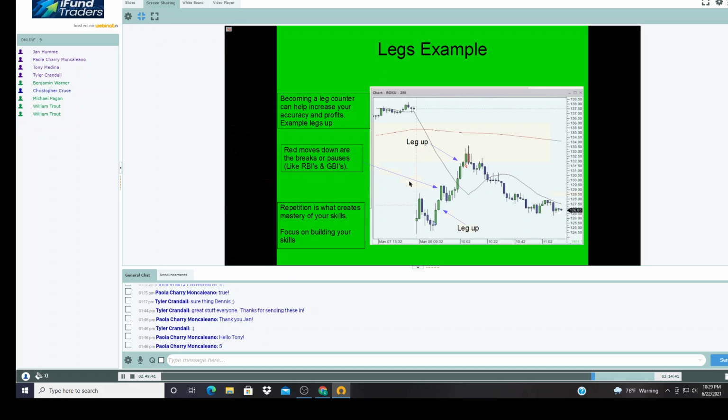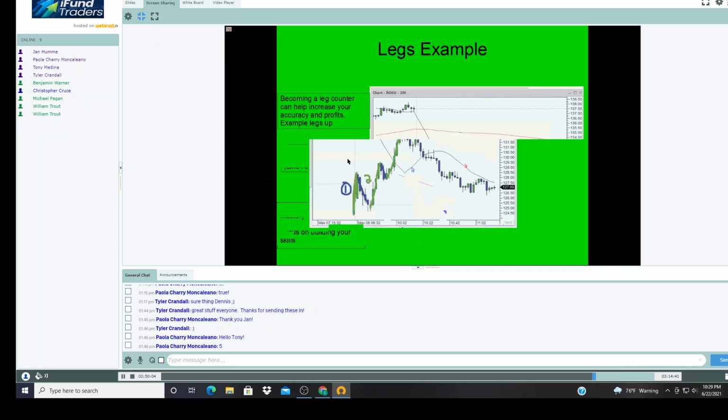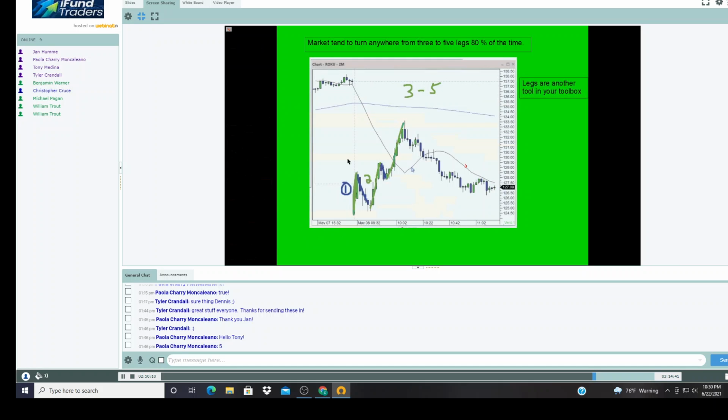So repetition is what creates mastery of your skills. We've got to practice this a lot. Focus on building your skills. So with the knowledge that we're giving you and the experience that you practice, it helps increase your skills. You go up the stairway of skills step by step. It takes a little time to become a master.